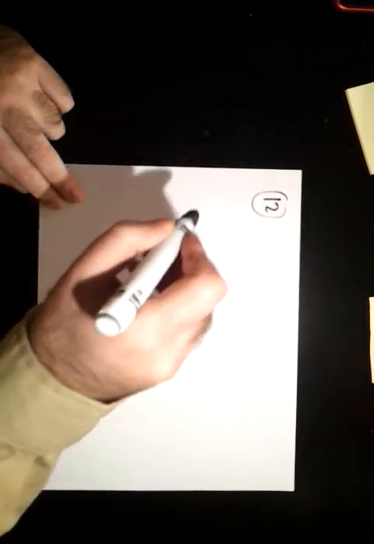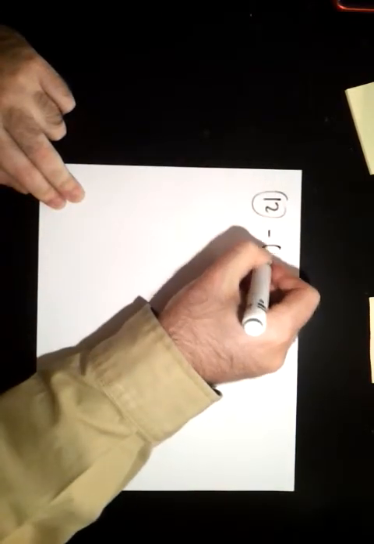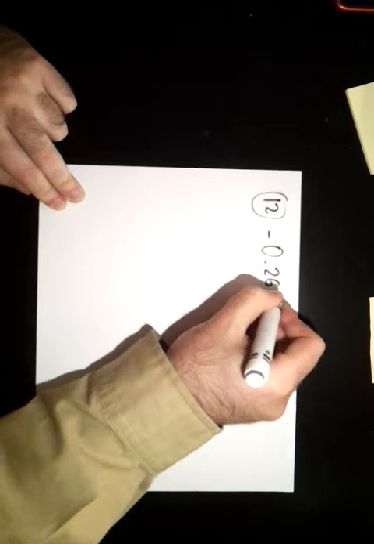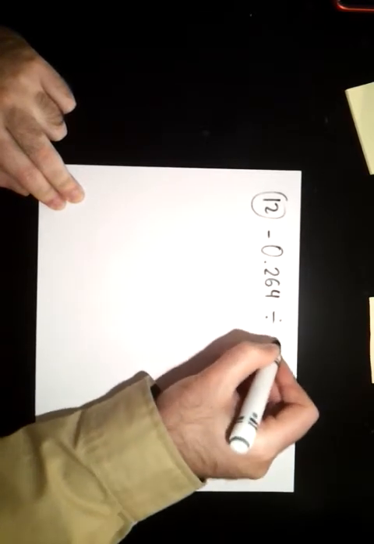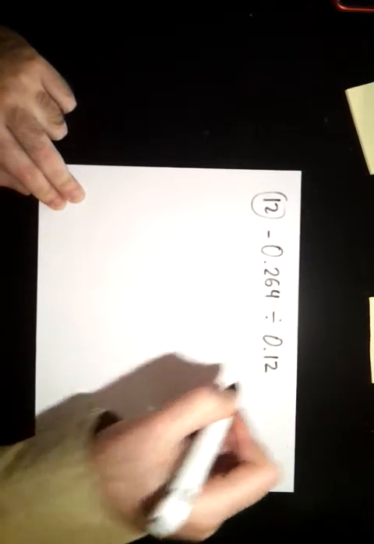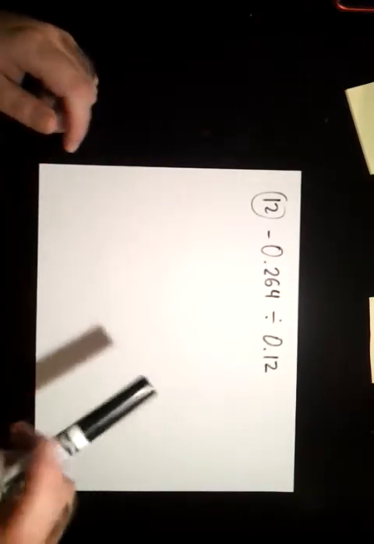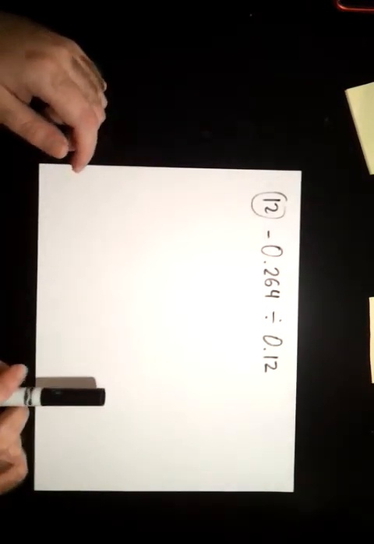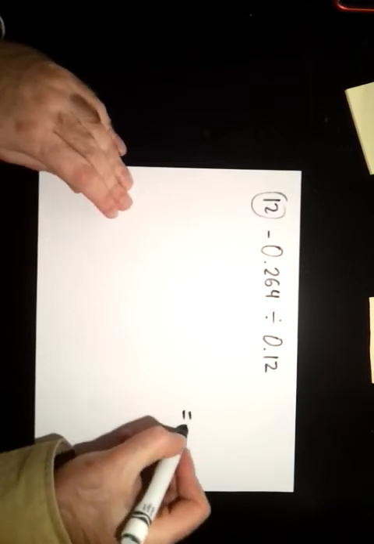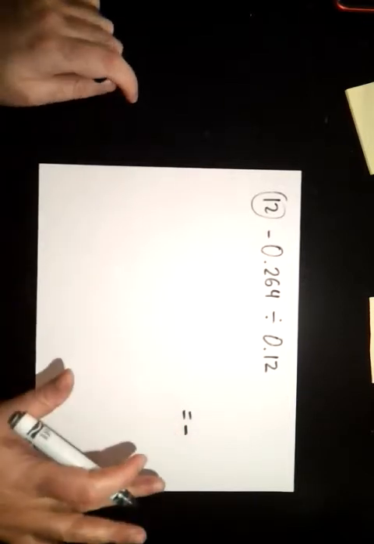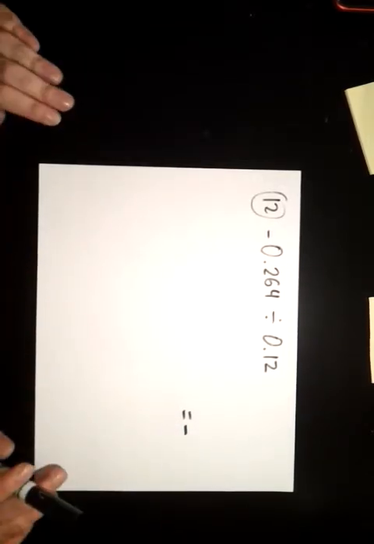All right, so negative 0.264 divided by negative 12. All right, so once again, first of all, I have a negative divided by a positive. I know my answer is going to be negative at the very end. So that being said, I'm ignoring signs now. I know my answer has to be negative. That's good enough for me. So I don't have to worry about signs anymore.